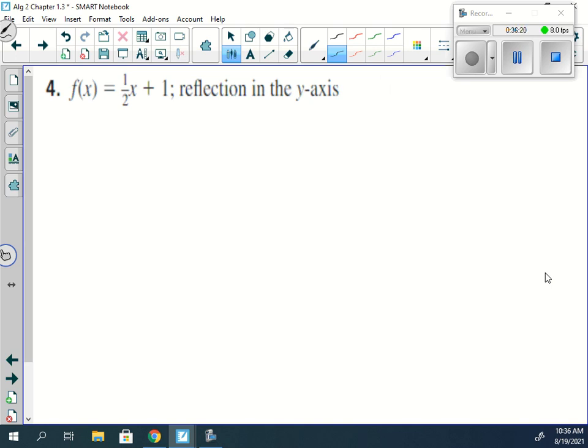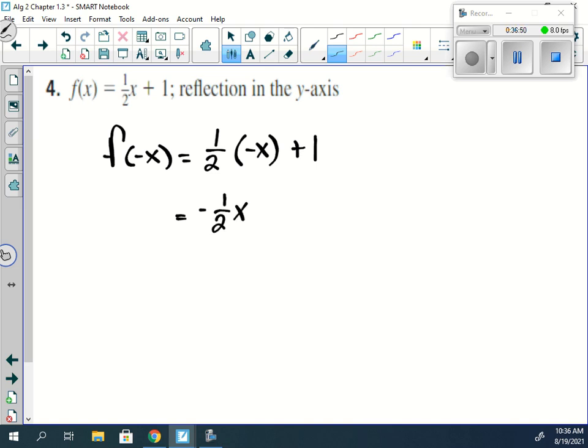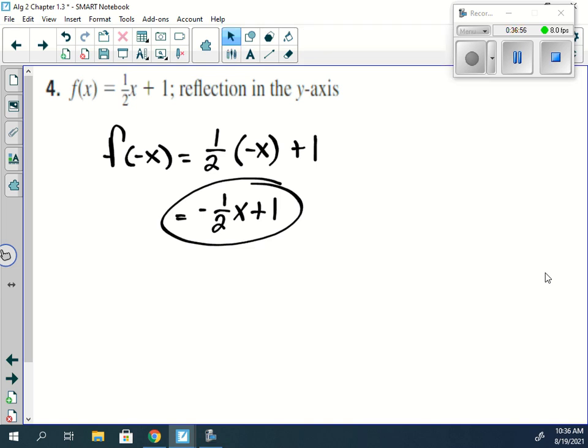We want to reflect this in the y-axis. We want to reflect 1/2 x plus 1. So we're going to have f of negative x, which plugged into the function would be 1/2 of negative x plus 1. And 1/2 times negative x is negative 1/2 x. Questions on this here?